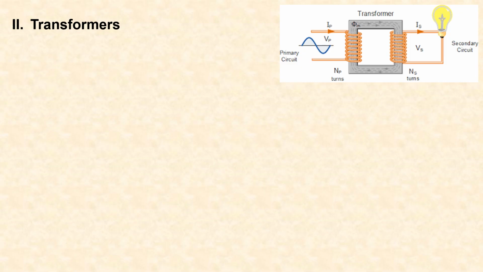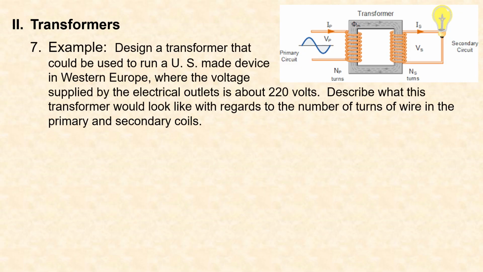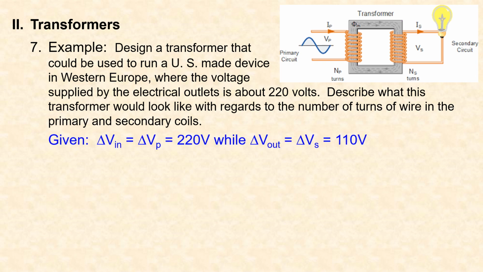All right, so let's take a look at a specific example where we use the transformer equation. In this example, we're told that we need to design a transformer that could be used to run a US-made device in Western Europe, where the voltage supplied by the electrical outlets is about 220 volts, about twice that of what it is in this country. Describe what this transformer would look like with regards to the number of turns of wire in the primary and secondary coils.